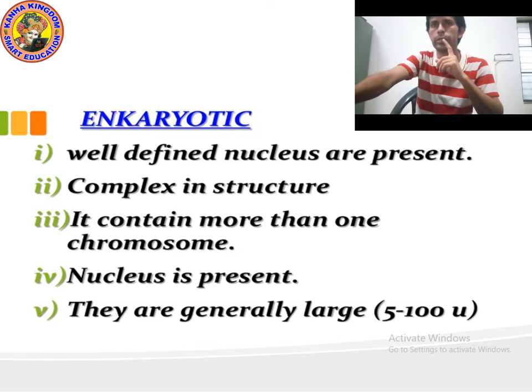So in prokaryotic, a well-defined nucleus is not present, it is simple in structure, it contains a single chromosome, the nucleus is absent, and the size of the cell is 1 to 10 micrometer. But in eukaryotic, a well-defined nucleus is present, it is complex in structure, it contains more than one chromosome, the nucleus is present, and they are generally 5 to 100 micrometer. Now let's move on to the next point.